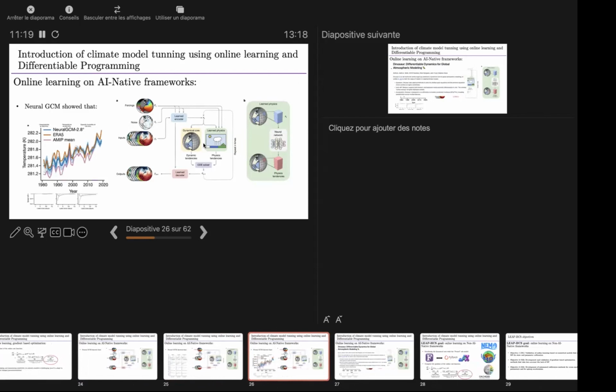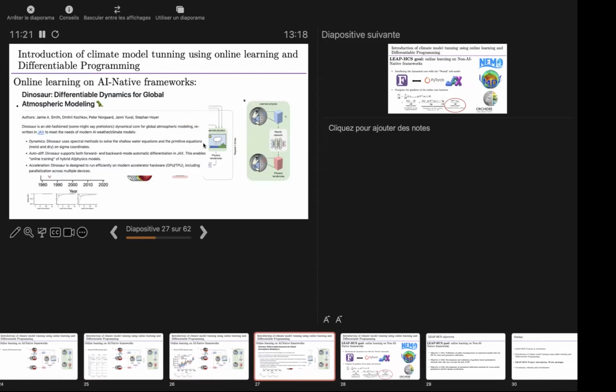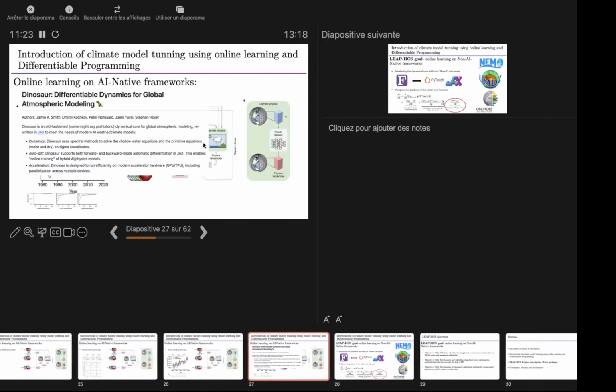Now, what we want to do is, maybe this is important also, in order to do this, Google Research had to rewrite an entire atmospheric numerical model in JAX, which is a programming language that allows automatic differentiation, in order to compute this gradient term.